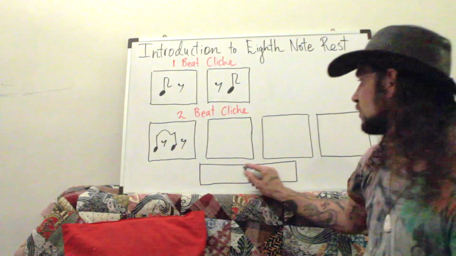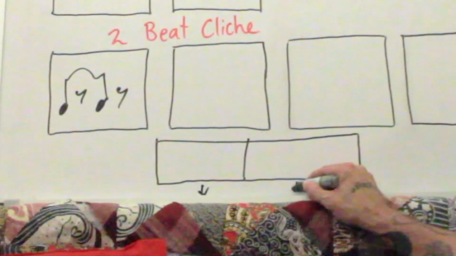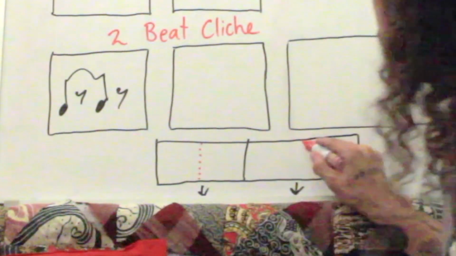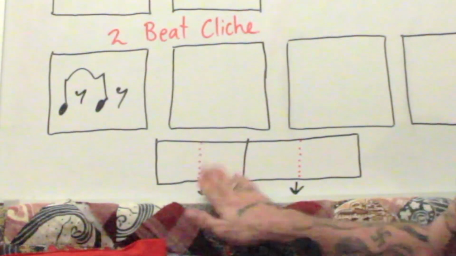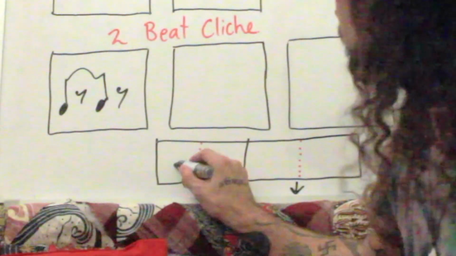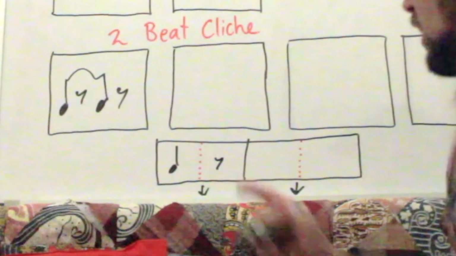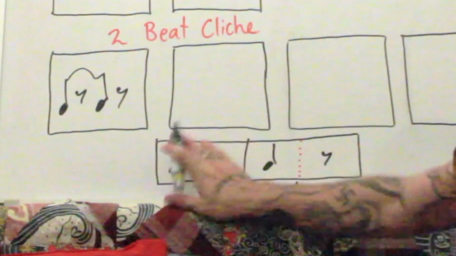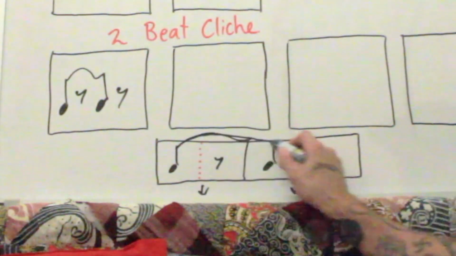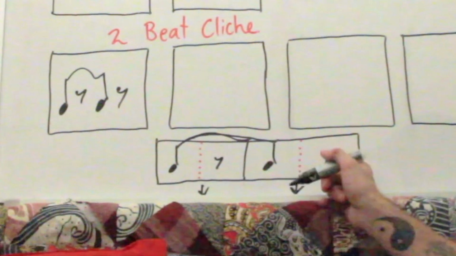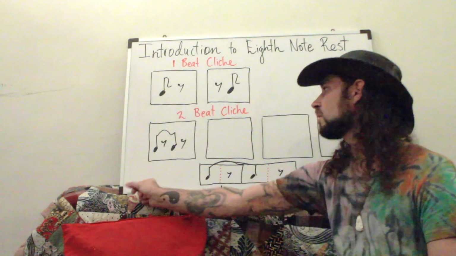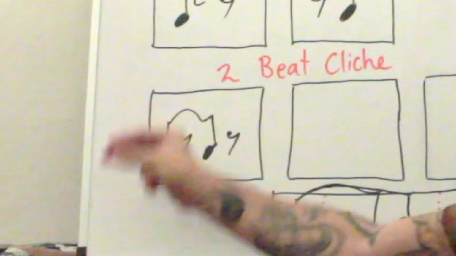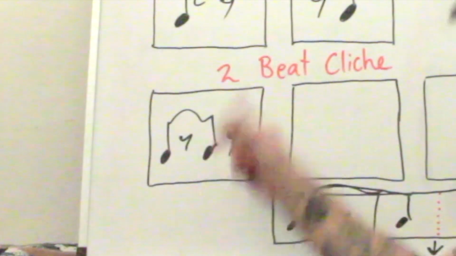If this were our two beats, this was one beat, one beat, we could take this beat here and divide it up. So this is two beats, one and two, but in the first beat we've got an eighth note and then an eighth rest, so that takes up one beat, and then we've got another one, but we can tie these two beats and create a two beat cliche. So eighth note, eighth rest, eighth note, eighth rest. That sounds something like this. One, two, bum, bum. So like a bum rest, bum rest.